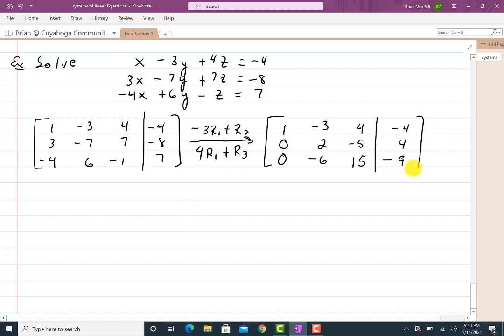Now notice here, we have a nice thing. I can use this 2 to wipe out that negative 6. Unfortunately, I can't take out the negative 3 as easily. So I'm going to multiply the first row by 2 and not do anything to anything else.